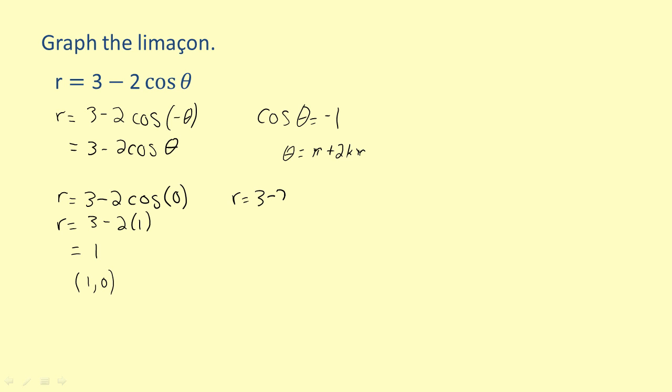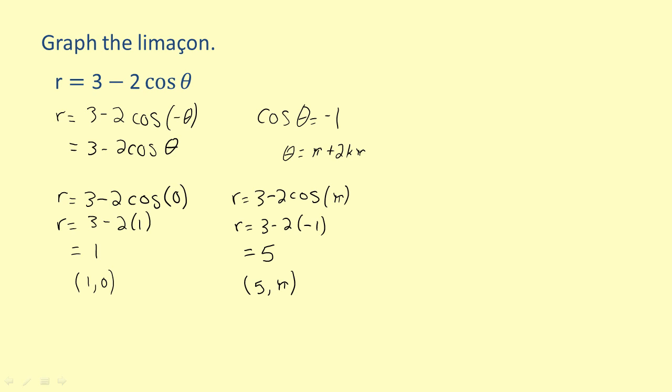So we'll solve for r when theta equals pi. This gives us r equals 3 minus 2 times -1, which simplifies to r equals 5. So our maximum value occurs at the point (5, pi). We'll need to find more in order to graph the limaçon.